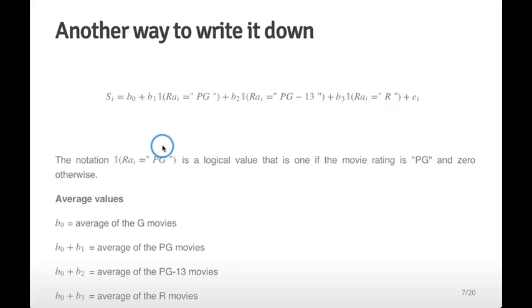And so what we can then do is figure out what the average values are from this linear relationship based on the coefficients that we have. So B0 again is the average of the G movies, because if you're a G movie, this term is 0, this term is 0, this term is 0, and all you get is B0. B0 plus B1 is the average of the PG movies, because if a movie is PG, this term is 0 and this term is 0, and you only get B0 plus B1, and this term is now 1. And similarly for PG-13 and R, you get B0 plus B2, and B0 plus B3 as the average values.